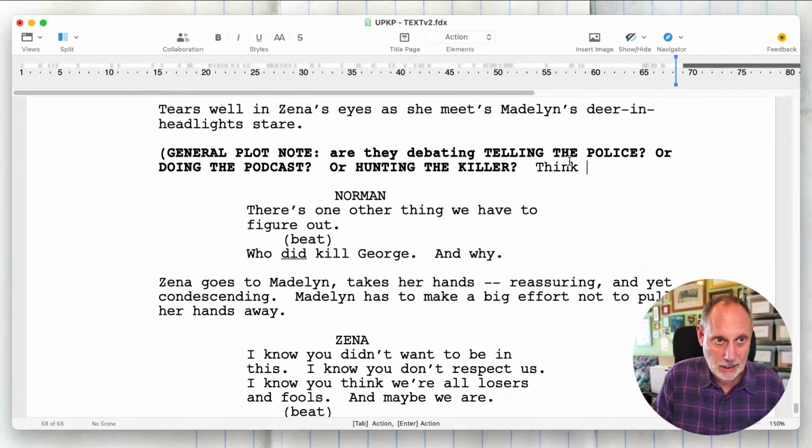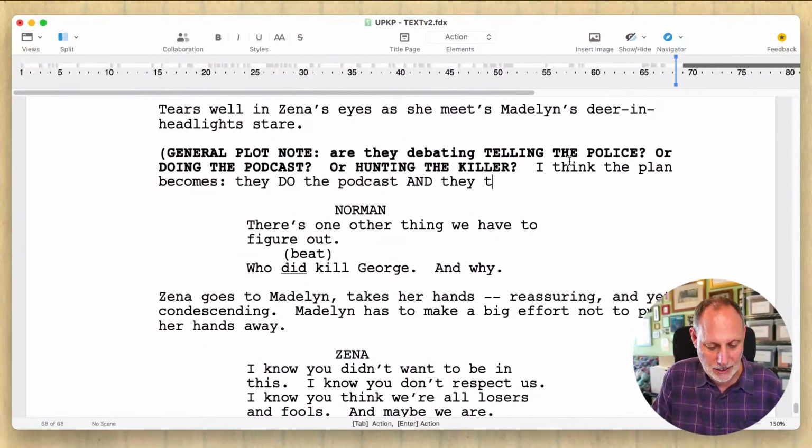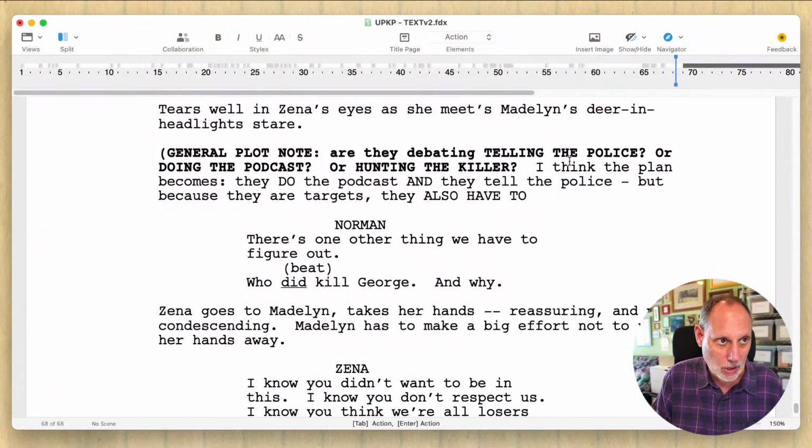I think the plan becomes they do the podcast and they tell the police, but because they are targets, they also have to hunt.